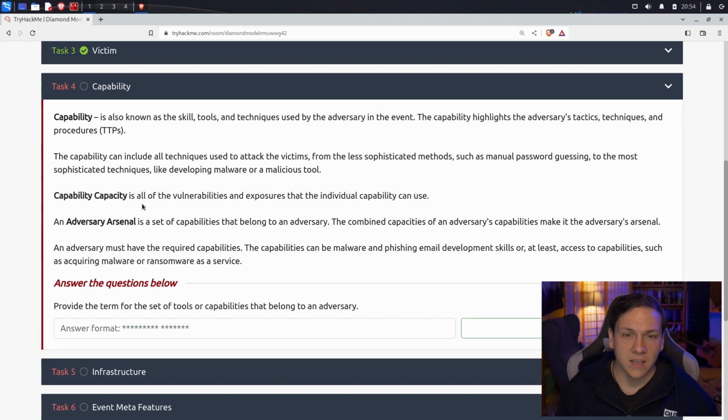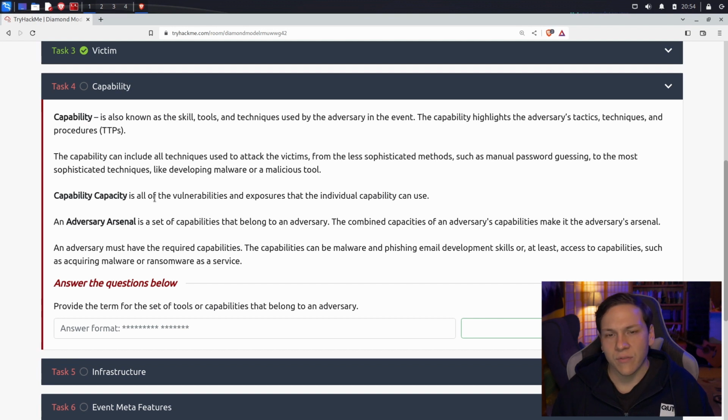Capability capacity is all of the vulnerabilities and exposures that the individual capability can use. An adversary arsenal is a set of capabilities that belong to an adversary. The combined capacities of an adversary's capabilities make it the adversary's arsenal.